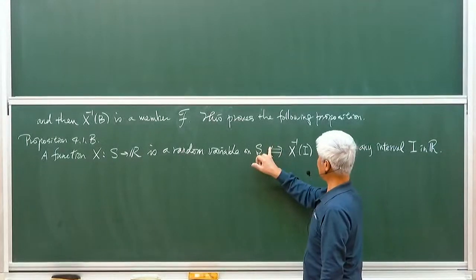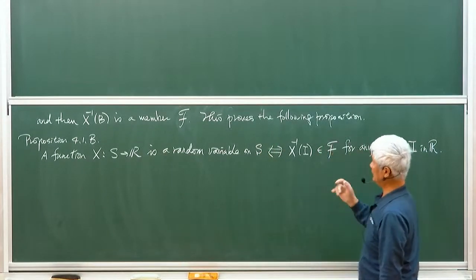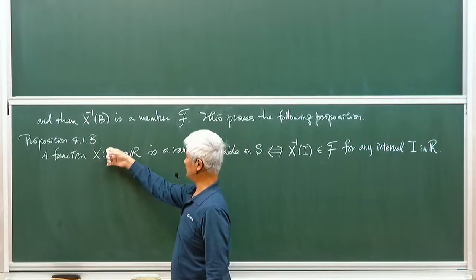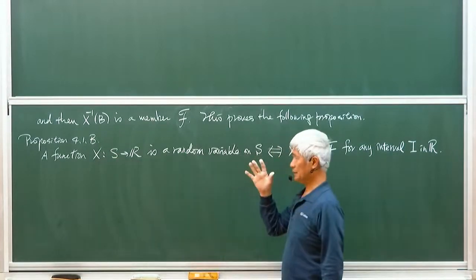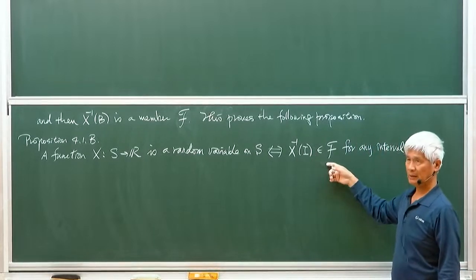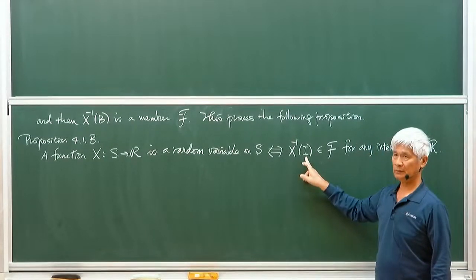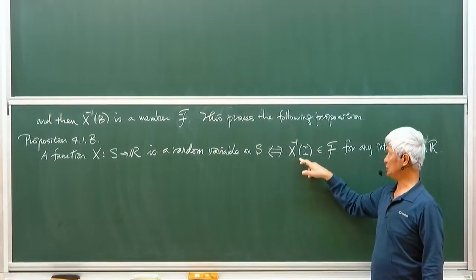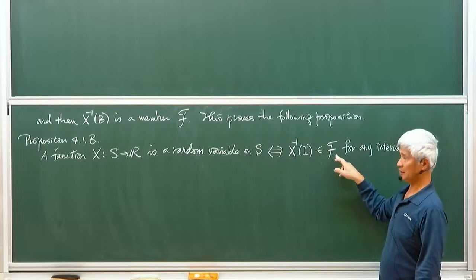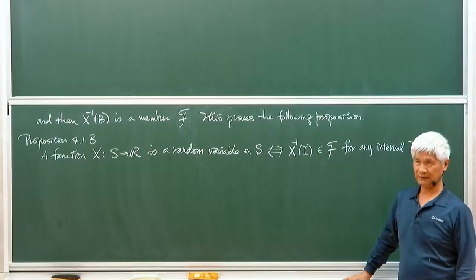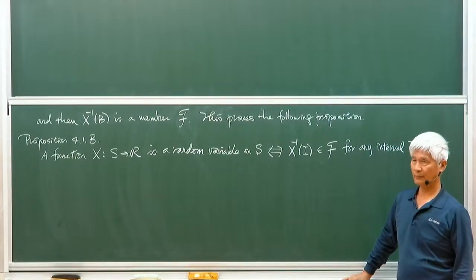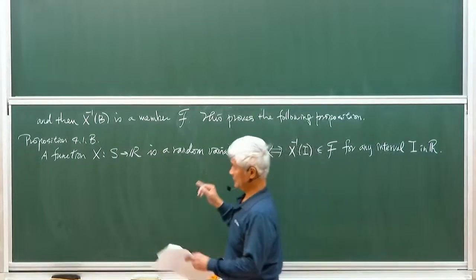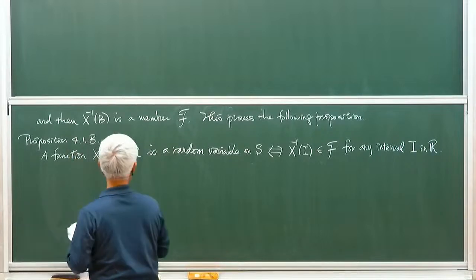So to justify whether a real valued function on the sample space is a random variable, you justify only this fact. You take an arbitrary interval, and then you check whether the inverse image of the interval is in the sigma algebra we select. So this proposition is very useful.